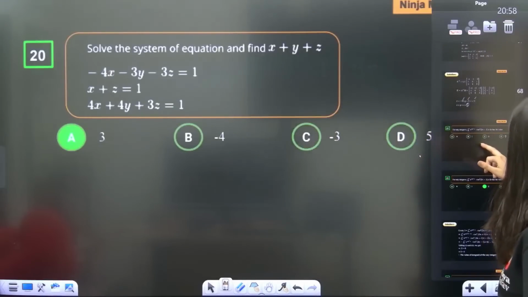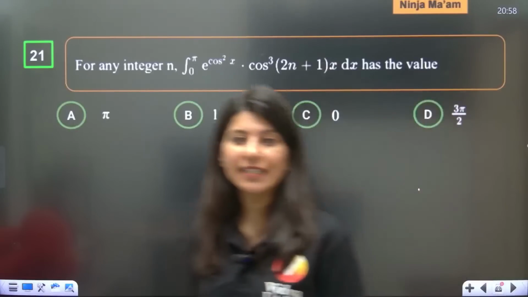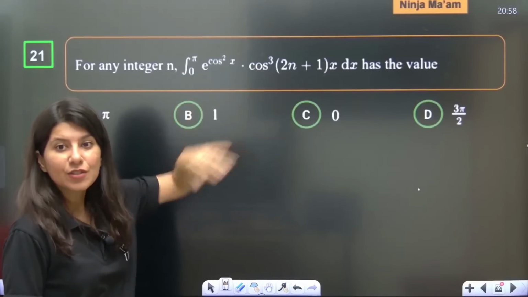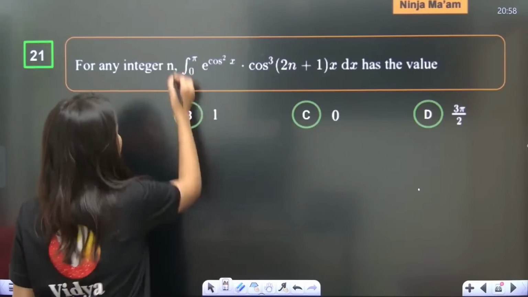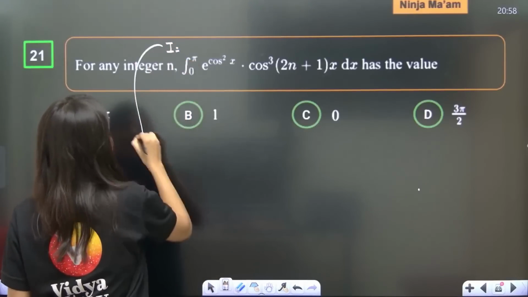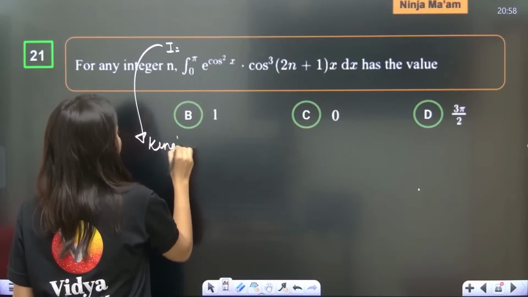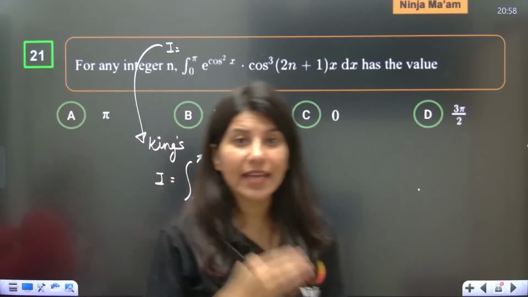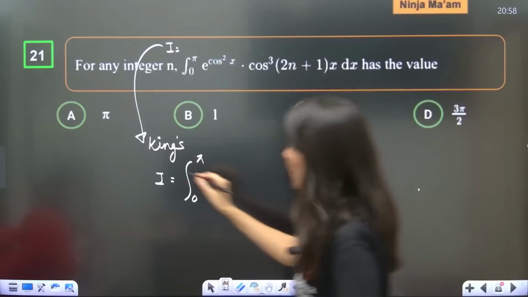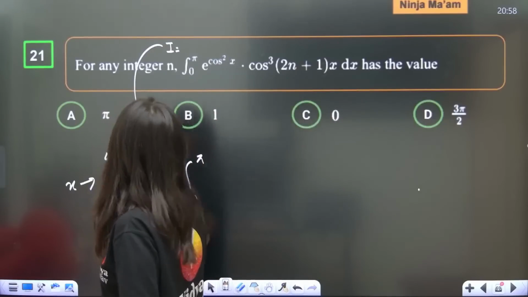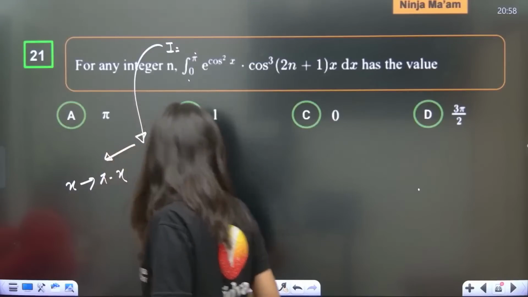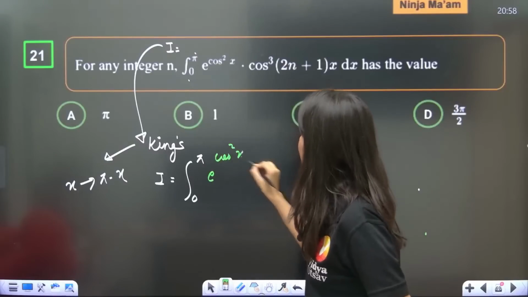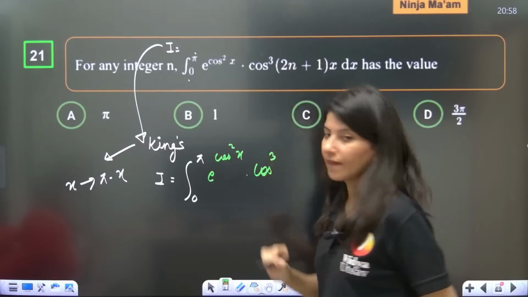So this type of question they can give. Now, from the world of integration, my dear students, for any integer n, this integration is what? 0 to pi. So this is your I. Now let me apply King's property. If I apply King's property, I will be equal to 0 to pi, cos square x, where x will be replaced by pi minus x. King's property means x will be replaced by upper limit plus lower limit minus x. So pi minus x, everybody. So e power cos square x multiply cos cube.